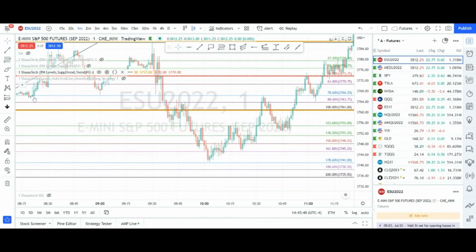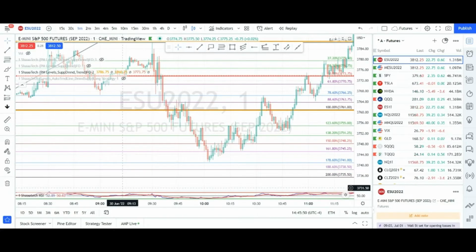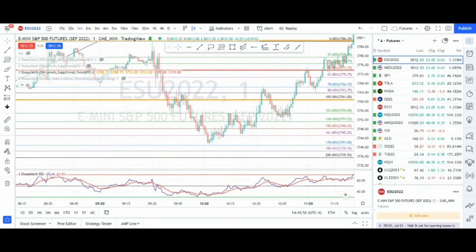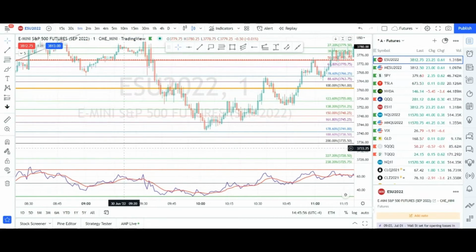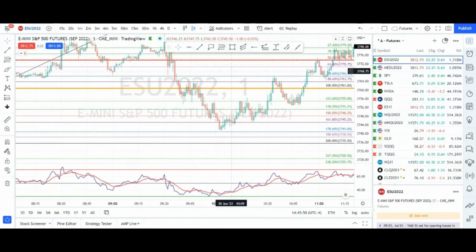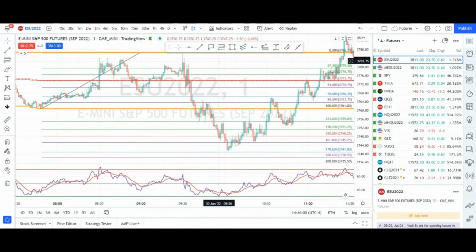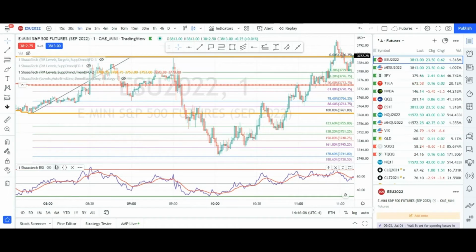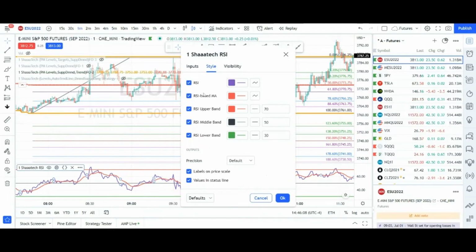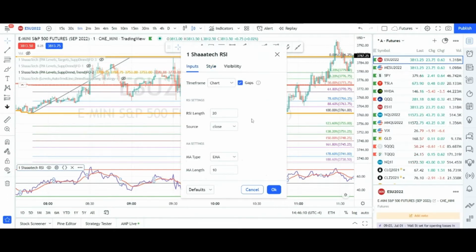One more thing I want to switch on is my RSI. Why? Because it is giving me an edge. What is the edge I can get from the RSI level along with the moving average? You can see the settings of this RSI. If you want to see, the input values are these. I think the RSI length was 10, not 20.